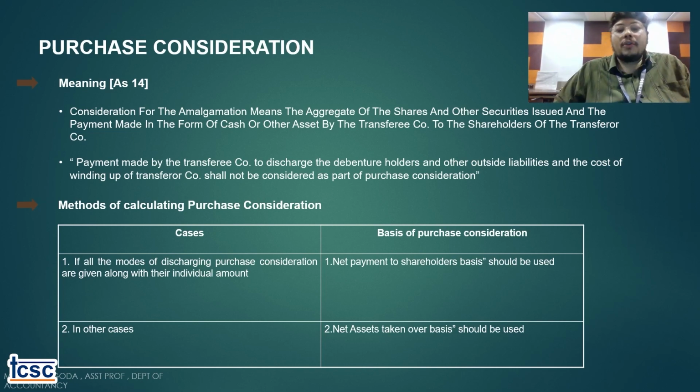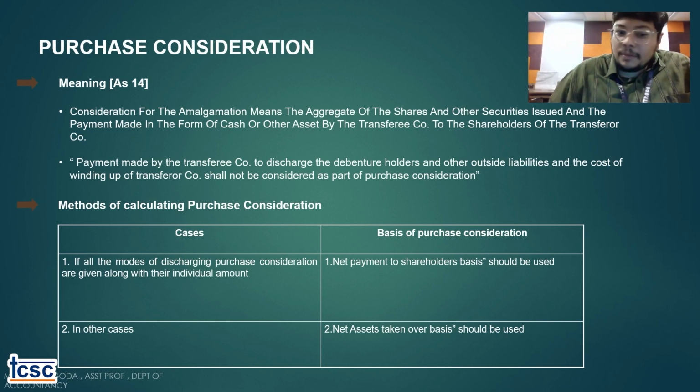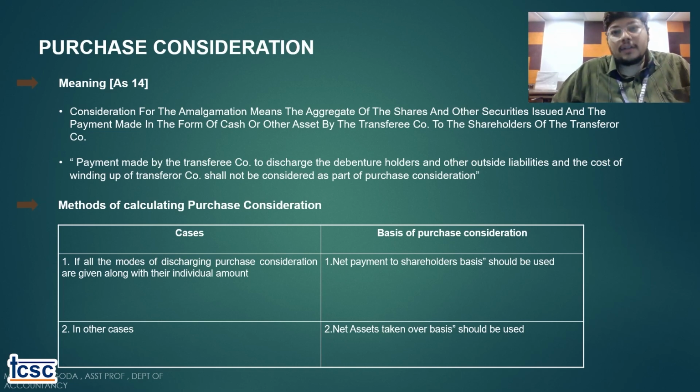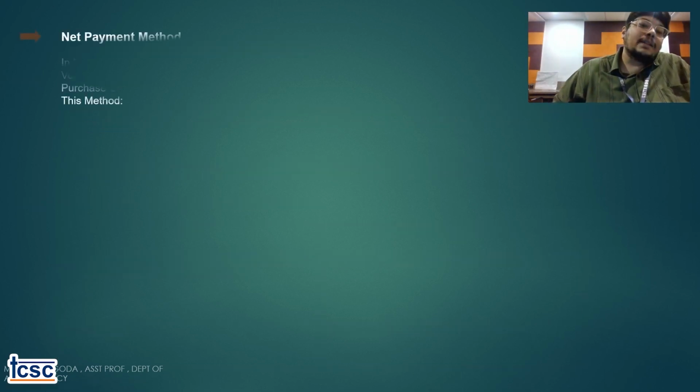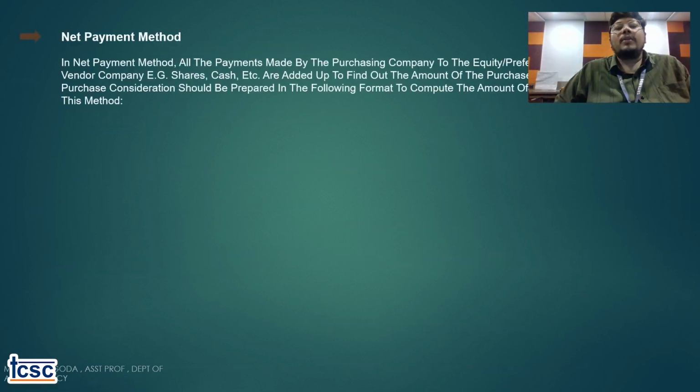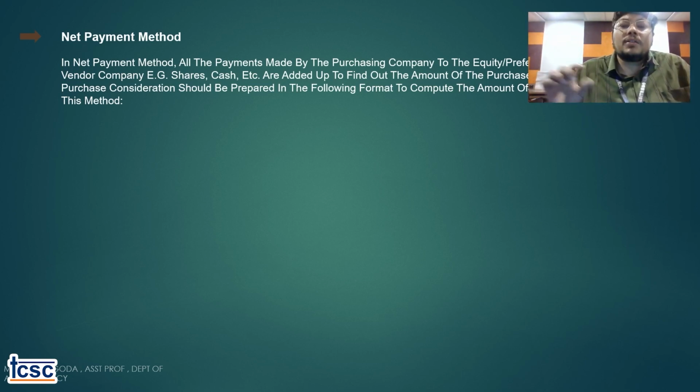If the mode of discharging PC is given, then we will be following net payment method, and if the mode of discharge is not given, then we are going to follow net asset method. Dear friends, what is net payment method? In net payment method, all the payments will be made by the purchasing company to the vendor company in the form of bundles. Now, what is this bundles all about?